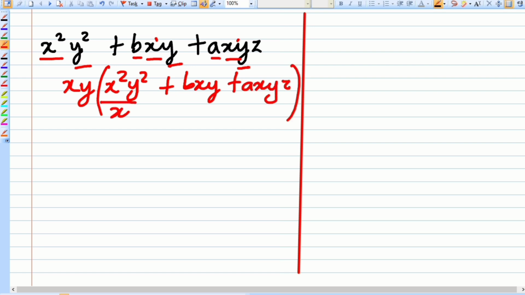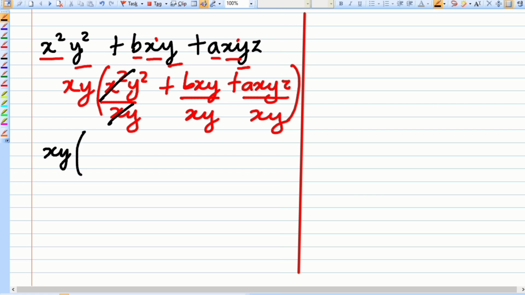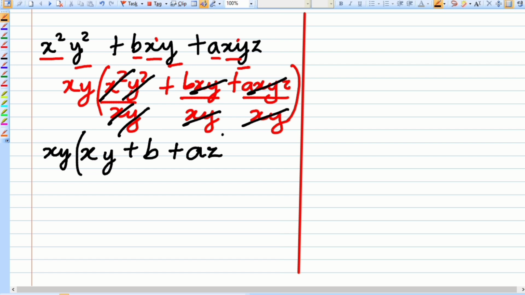Alright, divided by xy, divided by xy, divided by xy. So the final answer will be xy into, you see that x cancels x squared. What do we have? We have 1x left. y cancels y squared. We have 1y left. So y. xy here cancels this xy. We have b plus xy here cancels this xy. So we have a z. And that's our final answer.